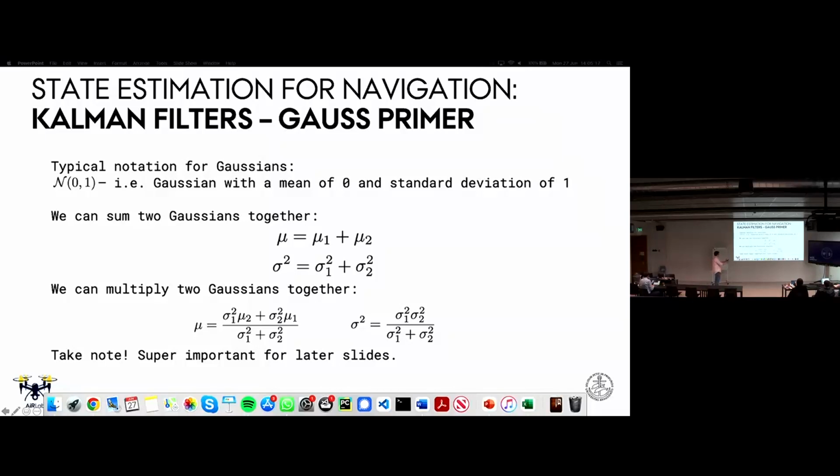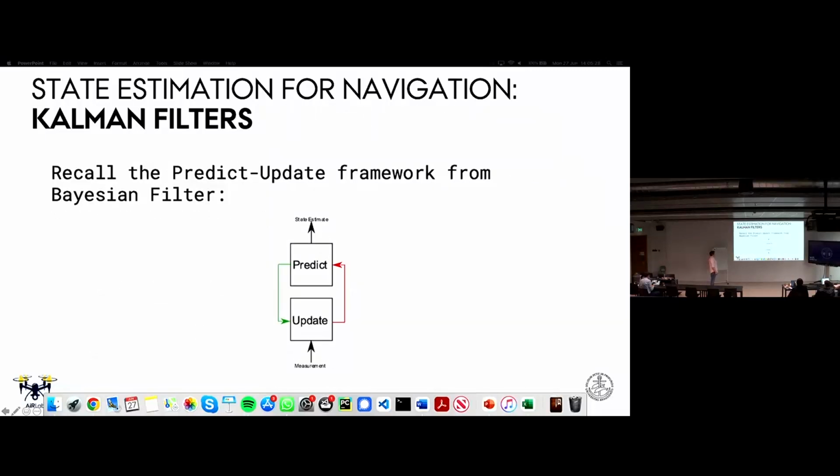Also, you can multiply two Gaussians together. Same story. Derivation is for homework. But the idea is quite important. So I want to show you mainly why, because Kalman is actually simple to understand in theory, but quite difficult to understand in practice. In theory, it's actually quite simple, because it's just this kind of loop that predicts and updates given observations from a sensor, for example.